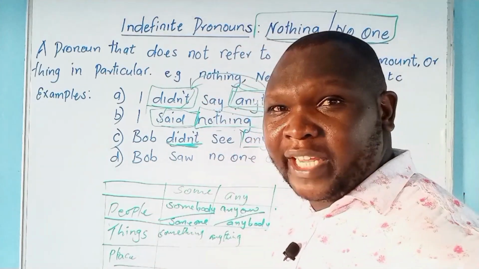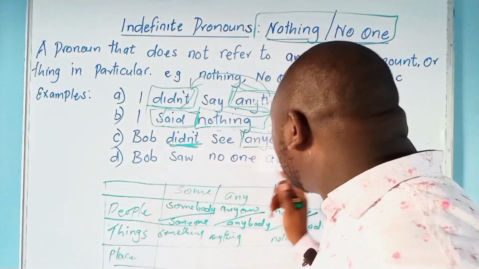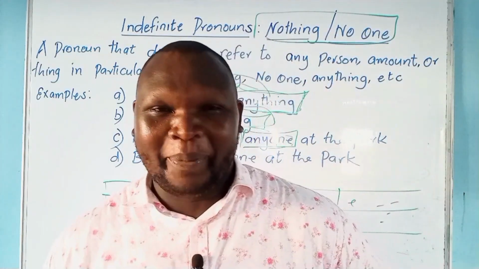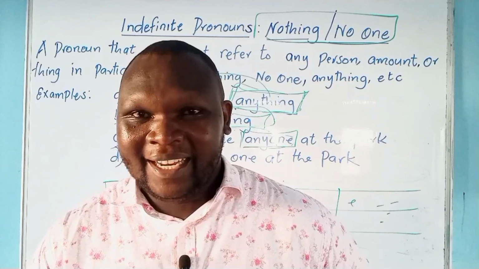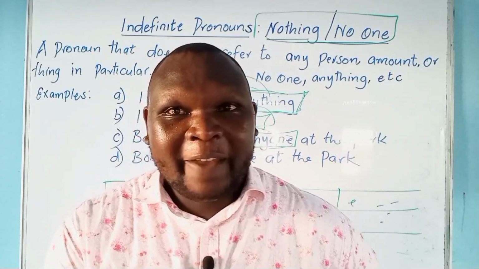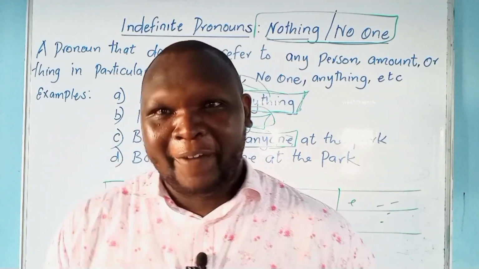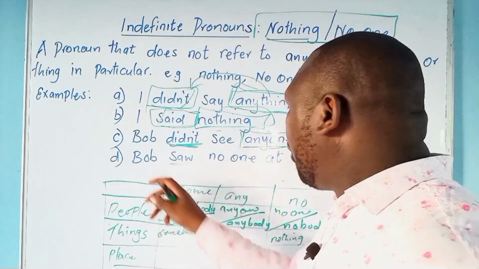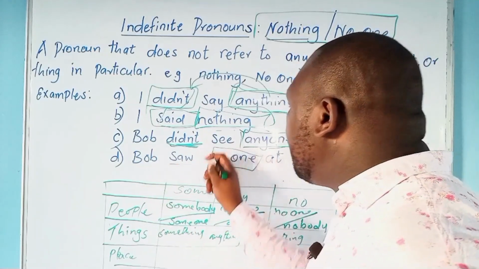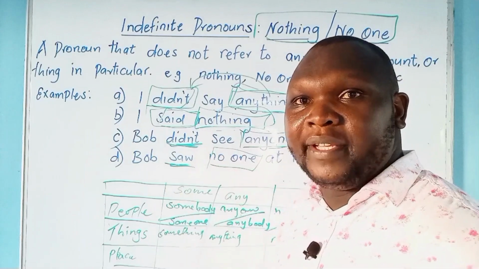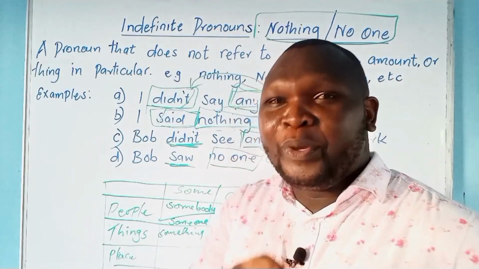Now, let me take you to the last one. "Bob saw no one at the park." Now you get to understand. Now, "no one at the park." Use "no one" if the verb is affirmative. Our verb here is "saw." So, "Bob saw no one." Use "no one" if the verb is what? If the verb is affirmative. I hope you got it.